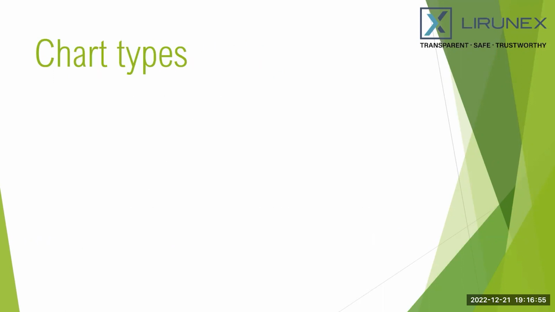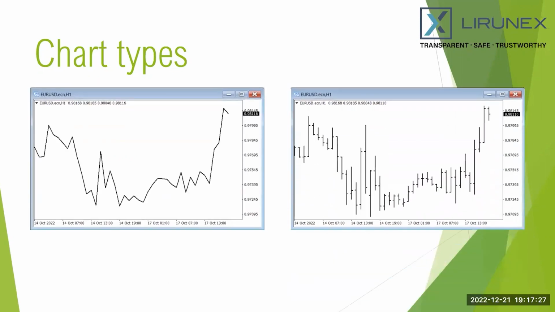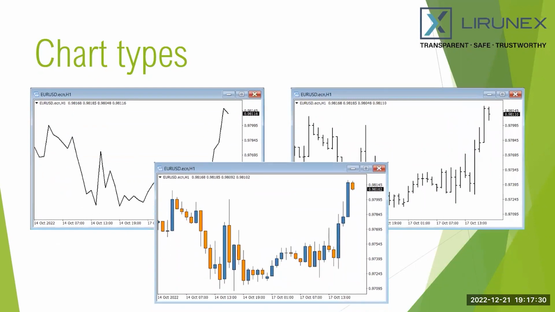Kapag pumunta kayo sa MetaTrader 4 or MetaTrader 5, which is yung main trading platform ni Lirunex, makikita nyo doon na merong three types of charts. It doesn't mean na ito lang yung available charts. It just so happened na ito yung tatlong default chart types na meron tayo. You could even add other chart types, and I'll probably discuss that later on. So unang-una natin, chart type is a line chart. Second is a bar chart. And lastly is the Japanese candlesticks.